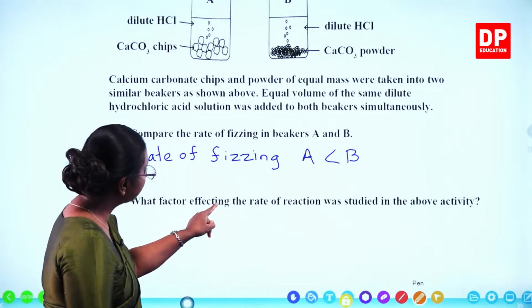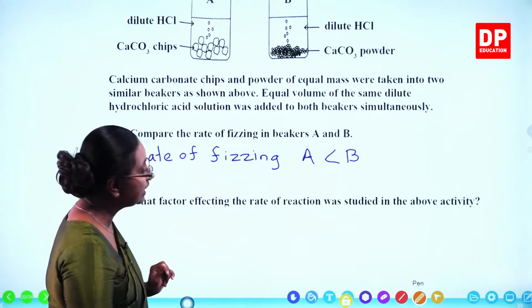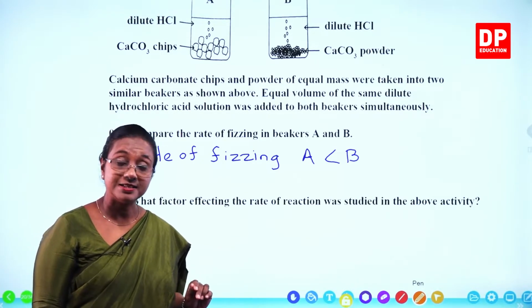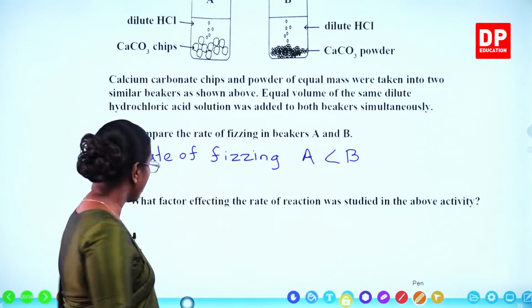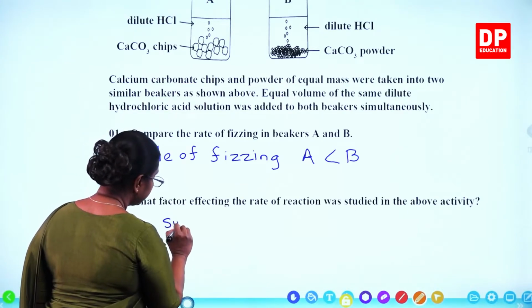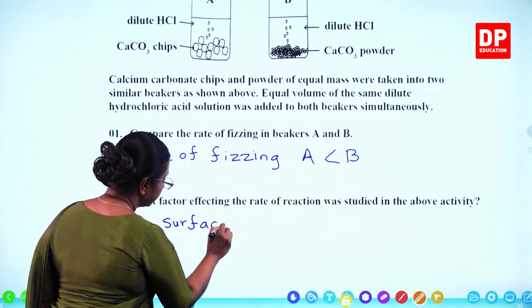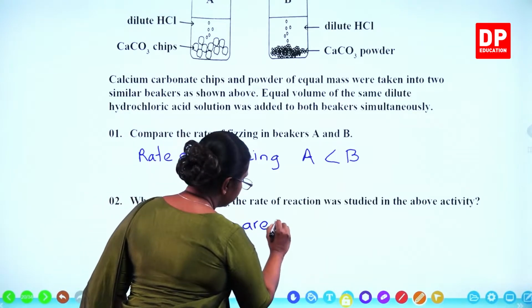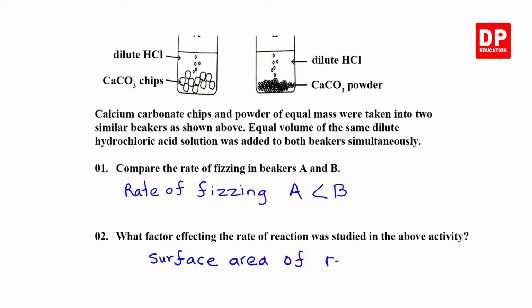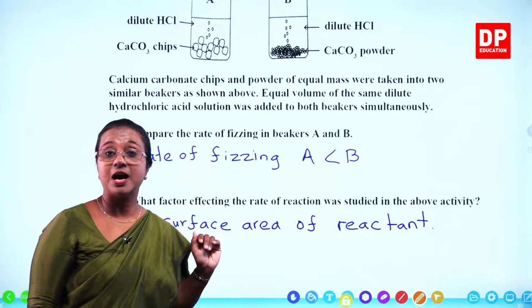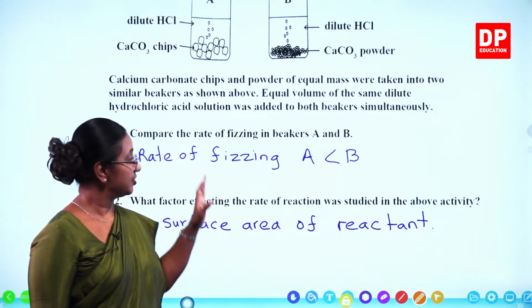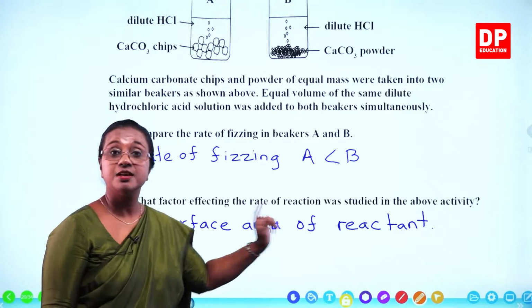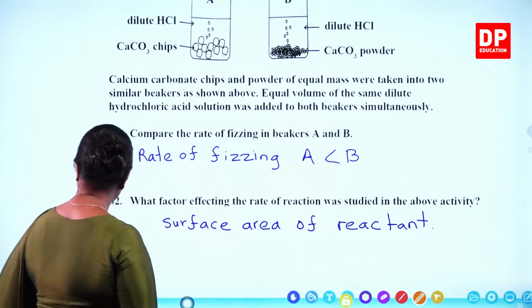What factor affecting the rate of reaction was studied in the above activity? What is the factor? Surface area of reactant. Here what is the reactant? It is calcium carbonate. So, we use calcium carbonate chips and calcium carbonate powder. So, those are the answers to these questions. We will move on to the next questions.